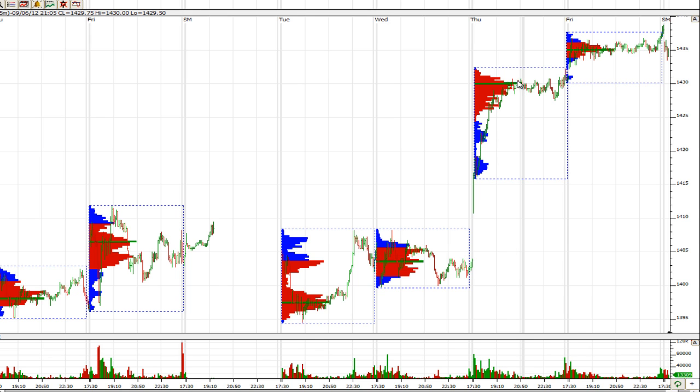Just by looking at this, you can instantly tell that the buyers are in control because value is moving higher. And if it was all over the place, you could tell that it is a bigger balance area like it was here, just because there's no real movement. There's no real migration of value, and so this allows you to see it better.